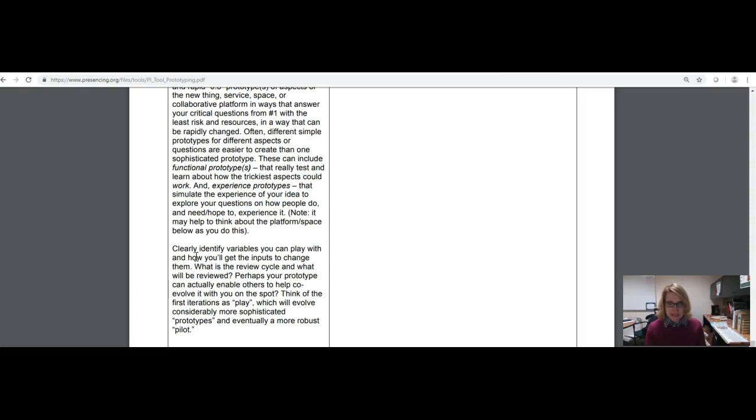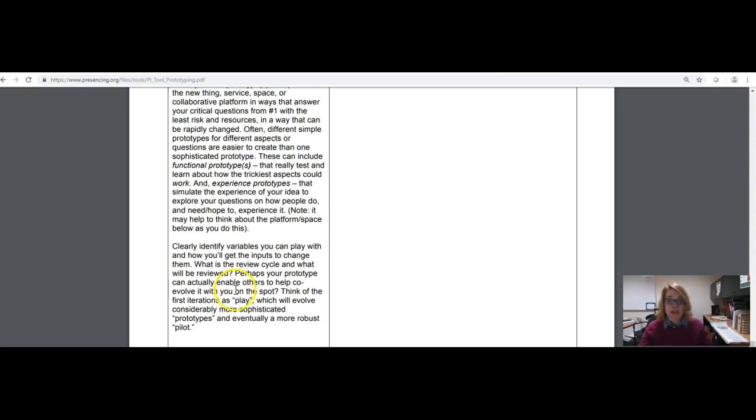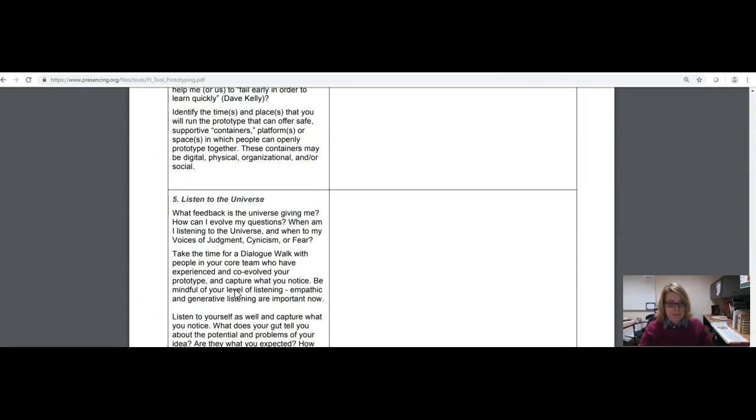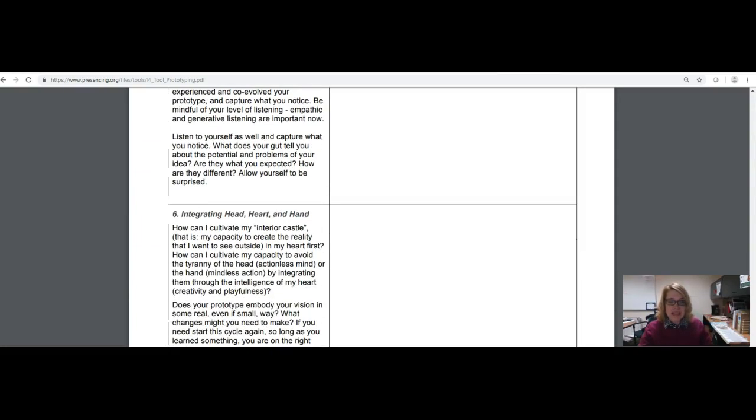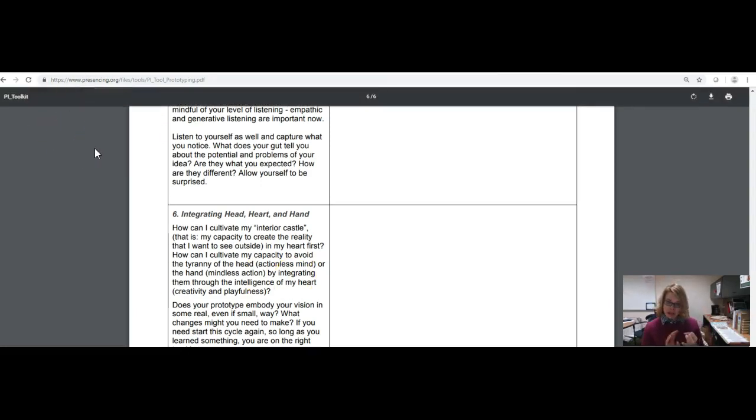We're trying to bring something to class on Saturday that elicits the kind of feedback that we know our learning community is capable of, and that we know is going to really grow our project in an important and scalable way. And then he ends with how he always ends, right, on this worksheet, which is integrating the head, the heart, and our hands. And I love how he says this. He says, how can I cultivate my interior castle? So that's what we're asking you to do.